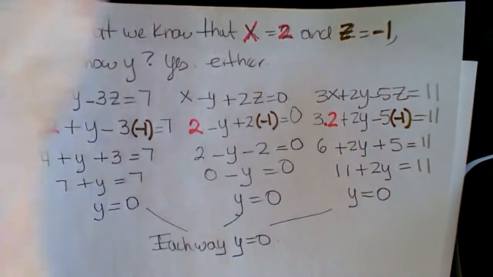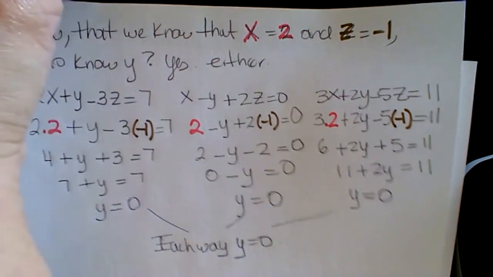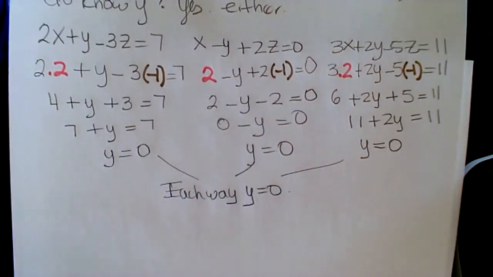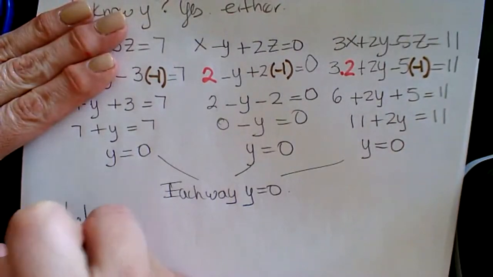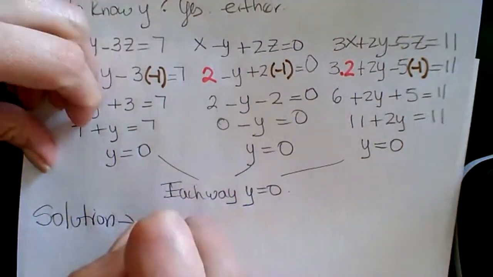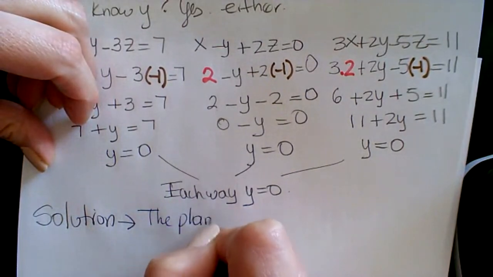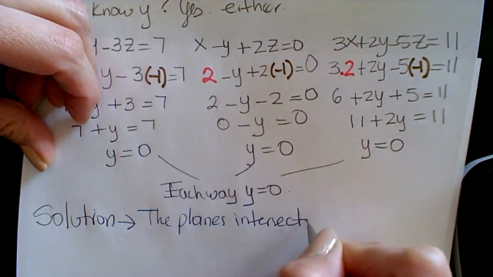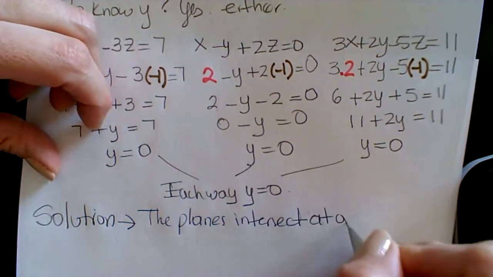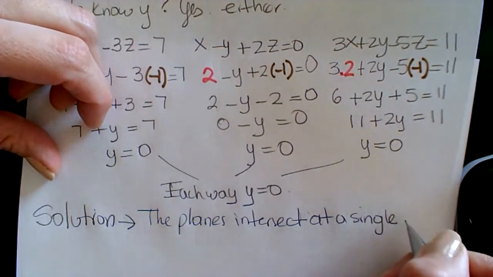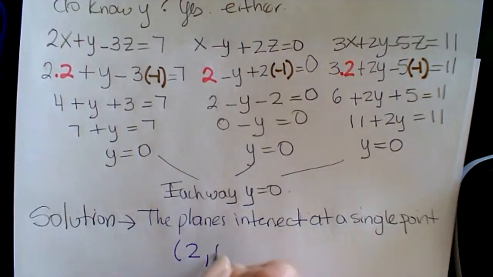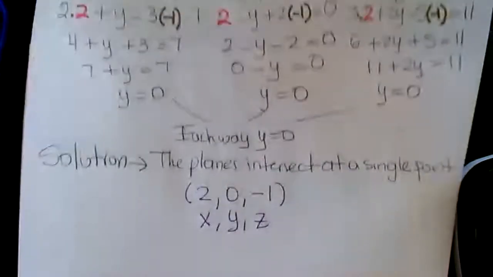So the solution is that the planes intersect at a single point. So we can say the planes intersect at a single point, and that point is 2, 0, -1, which is x, y, and z. All right.